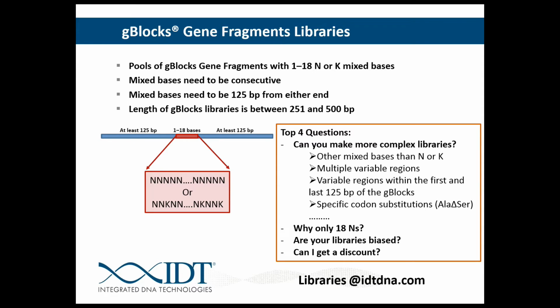A couple of other questions that we get are why do we only allow 18 Ns? The reason has to do with the complexity of the library. When we have 18 Ns, it gives a total of nearly 70 billion possible combinations of sequences, which is nearly impossible to screen even with some of the most high-throughput next-gen sequencers out there. It is also approaching the number of molecules that we're sending you in the 200 nanograms of material. We don't want to get to a point where we can't represent the entire library in the number of molecules that we're sending out to customers.